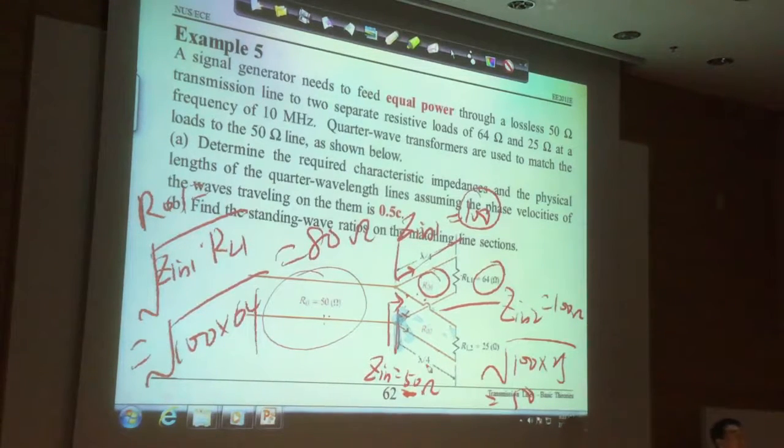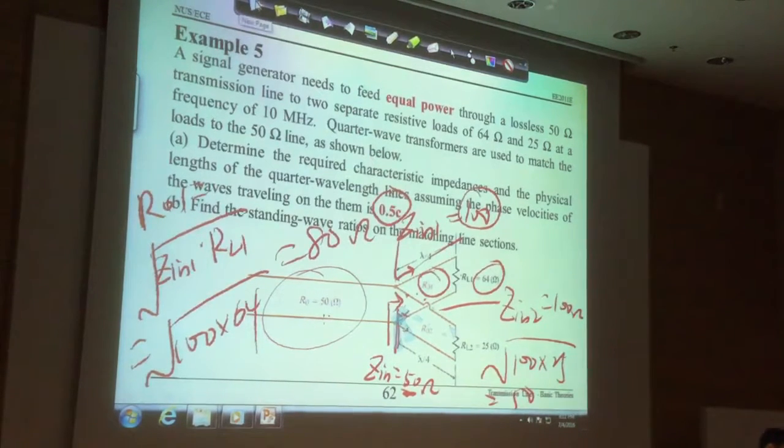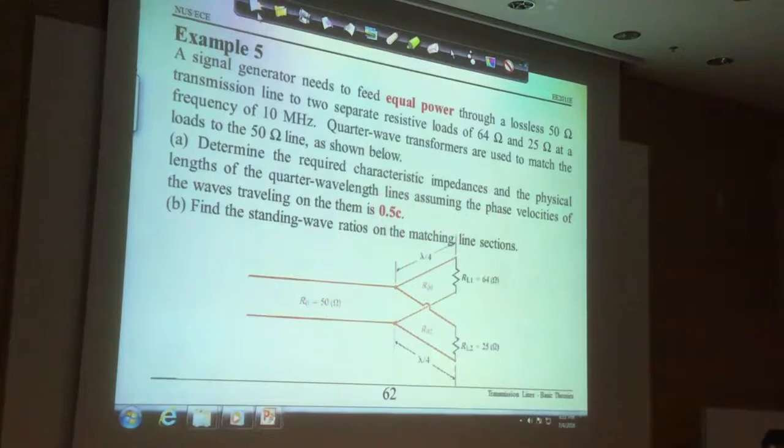Yes, we have that. Then you need to determine the physical length, which is a quarter wavelength. The tricky part is this 0.5 C. Just now the student has mentioned the epsilon R should be equal to 4, right? Not difficult. Anyway, this is a very classical example. Okay, now let's look at it.